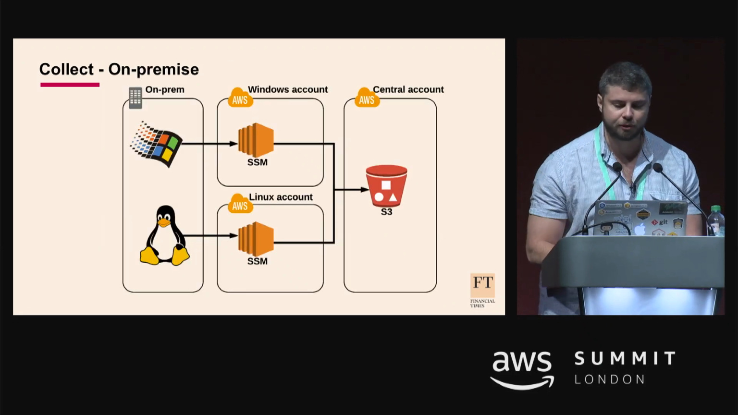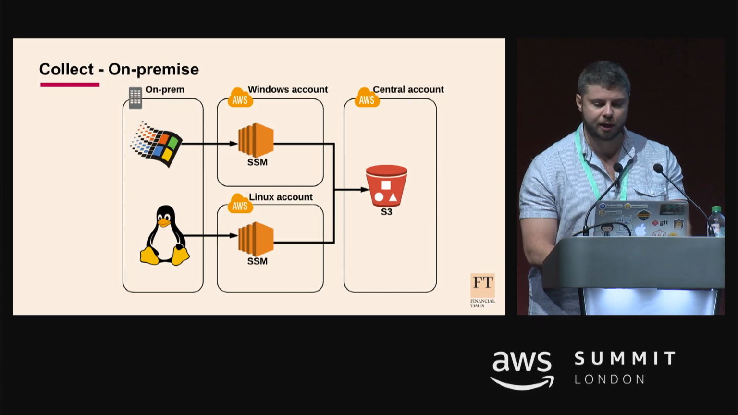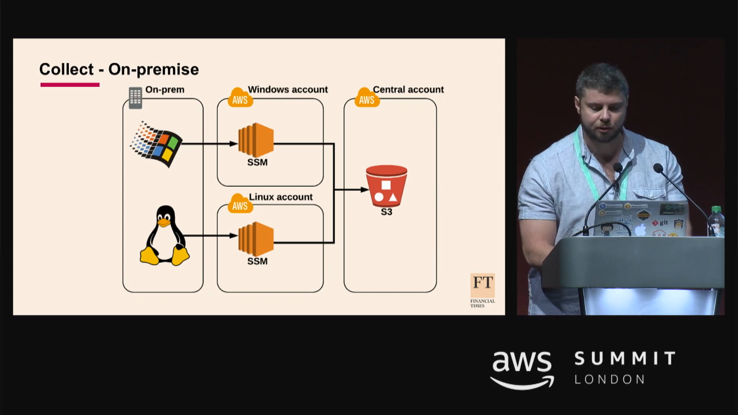Our on-premise servers are configured in a very similar way to our cloud instances. However, instead of being registered to a team's AWS account, they're registered to the accounts of the Windows and Linux administration teams, who are responsible for the service maintenance. Just like our cloud instances, our on-premise servers have an SSM agent and collect the same data from the SSM associations.